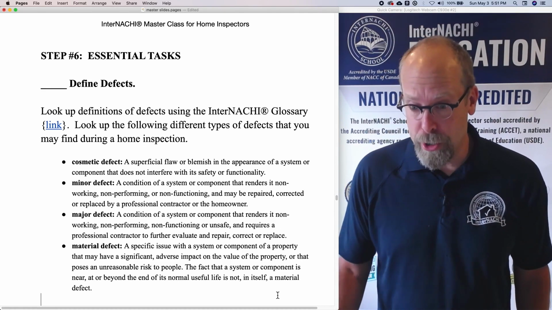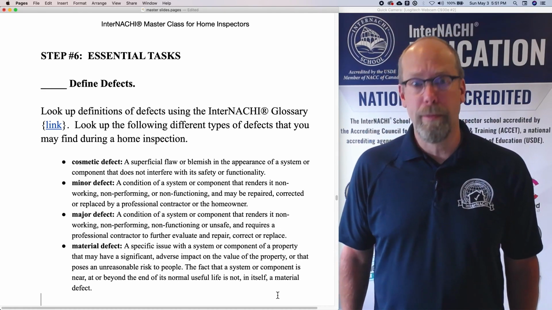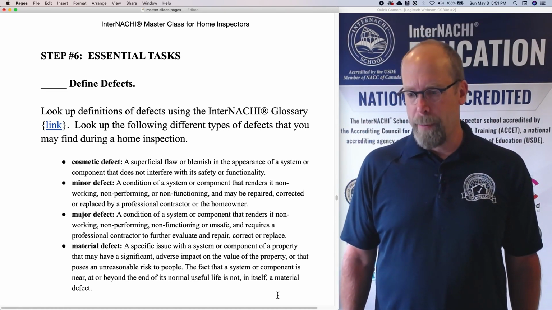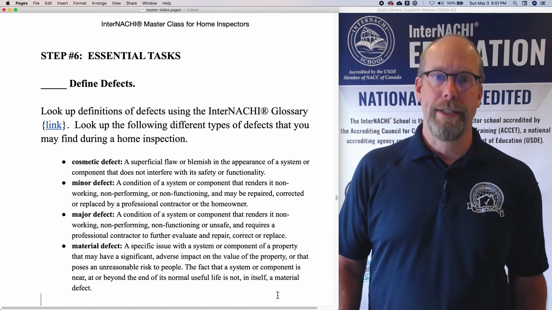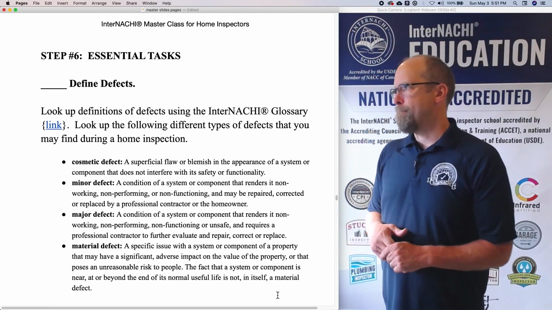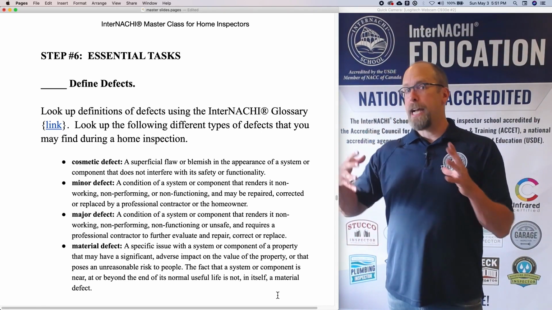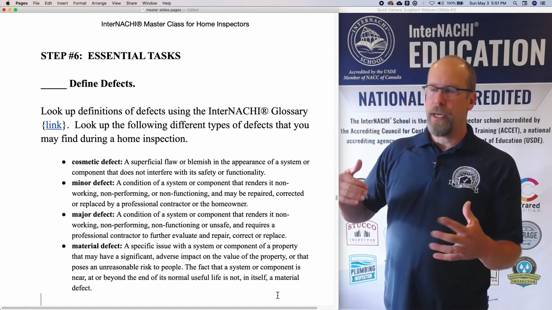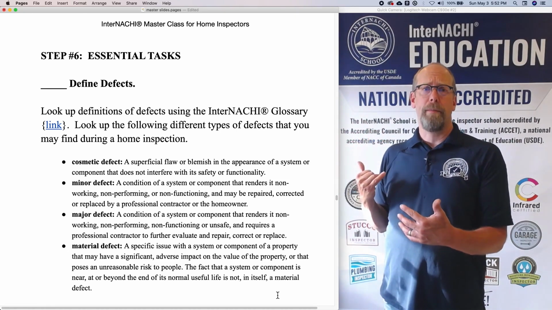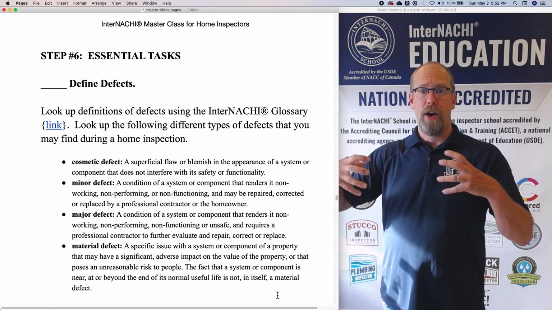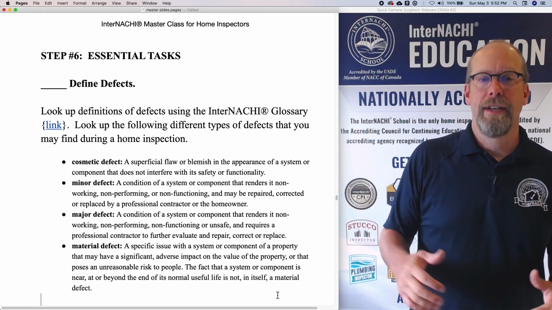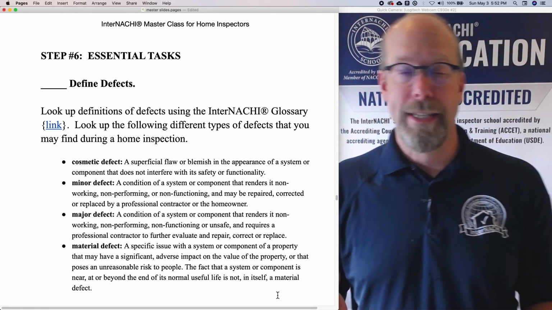A material defect is a specific issue with a system or component of a property that may have a significant adverse impact on the value of the property, or that poses an unreasonable risk to someone. An example would be a deck that's attached to the house but actually isn't, because the flashing at the ledger board is missing, and over the years water has gotten behind there and has totally rotted it out. So now the deck is about to fall off and a deck collapse is imminent. That is a material defect, an example of a material defect.